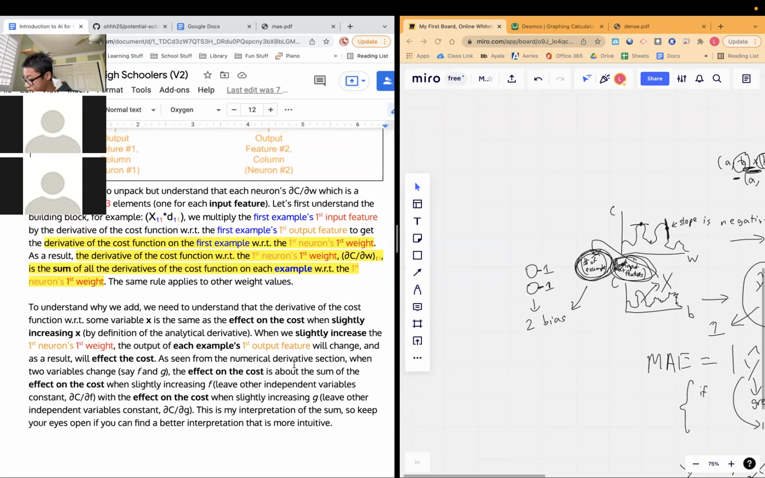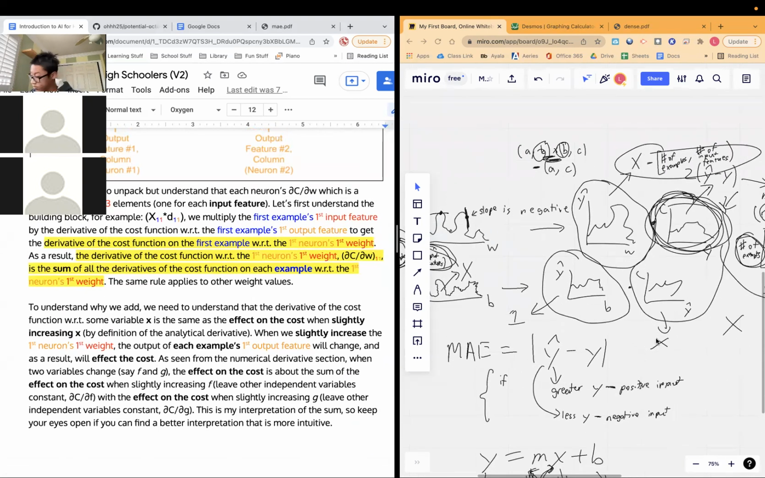Oh shoot. Okay, so I did it wrong. I talked about this wrong. This is not actually x. This is y hat minus 1. 2y hat minus y, right?